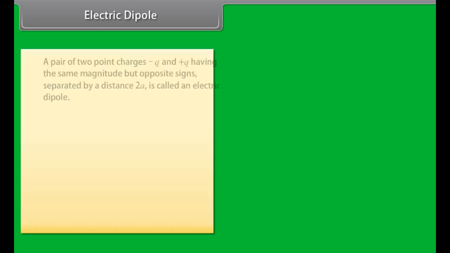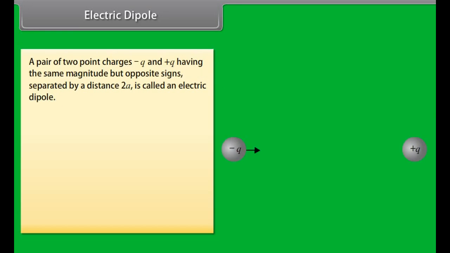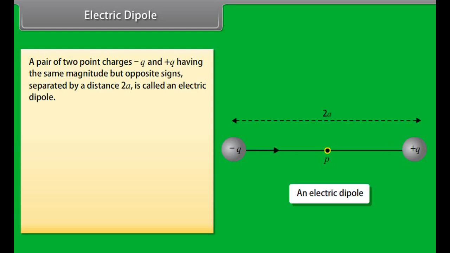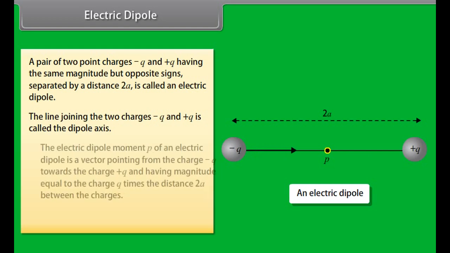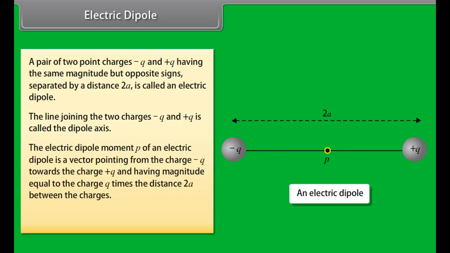Electric dipole. A pair of two point charges, minus q and plus q, having the same magnitude but opposite signs, separated by a distance 2a, is called an electric dipole. The line joining the two charges, minus q and plus q, is called the dipole axis. The electric dipole moment P of an electric dipole is a vector pointing from the charge minus q towards the charge plus q and having magnitude equal to the charge q times the distance 2a between the charges. P is equal to 2aq p cap.